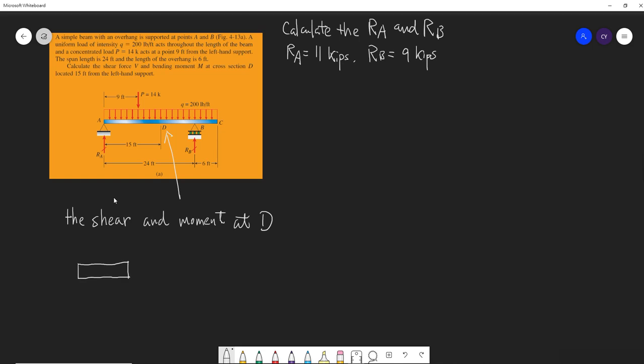Take the free body of this portion. In this portion we have some distributed load, including one concentrated load P, and we have a reaction A here, 11 kips. Totally, this is 15 feet the distance.